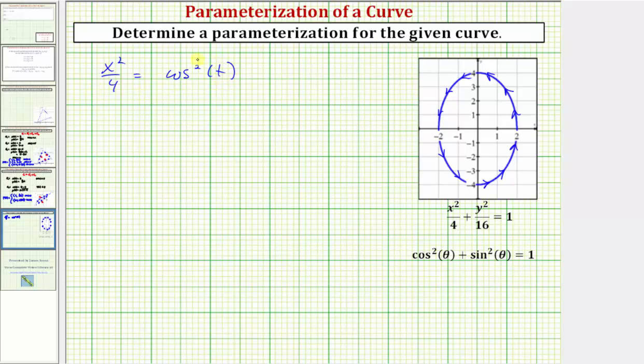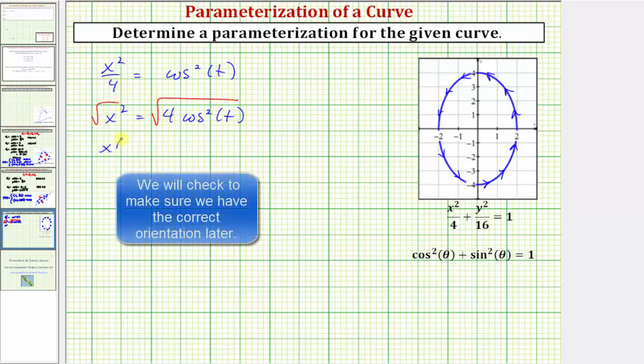So if we let x squared divided by 4 be equal to cosine squared t, if we multiply both sides by 4, we'd have x squared equals 4 cosine squared t. And now taking the square root of both sides of the equation, we'll take the principal square root, and therefore we would have x of t equals 2 cosine t.